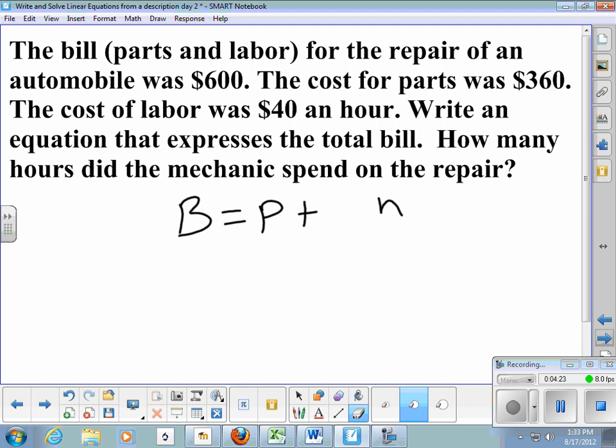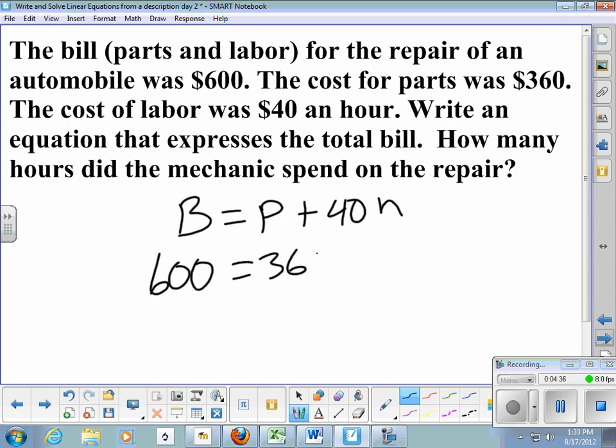So we know that the bill was $600. The parts were $360 and $40 an hour. So to solve for how many hours the mechanic spent on the repair, I subtract the parts from the total bill, the amount that the parts cost.